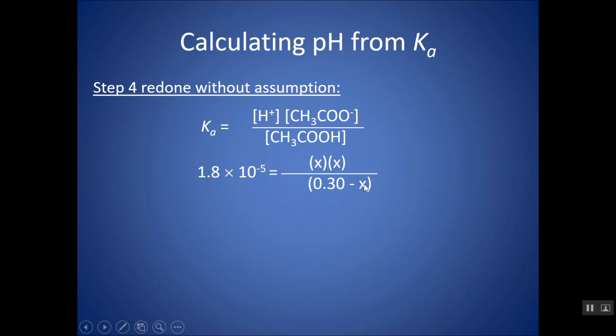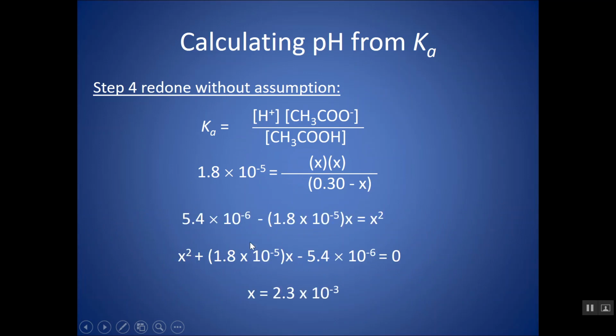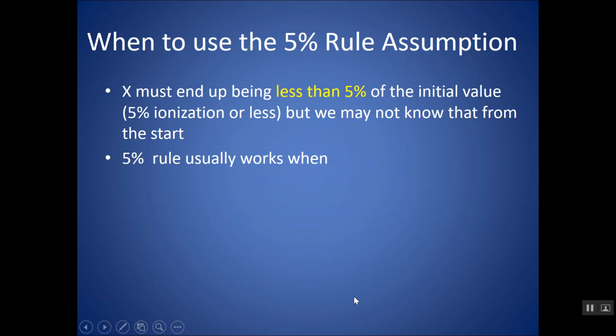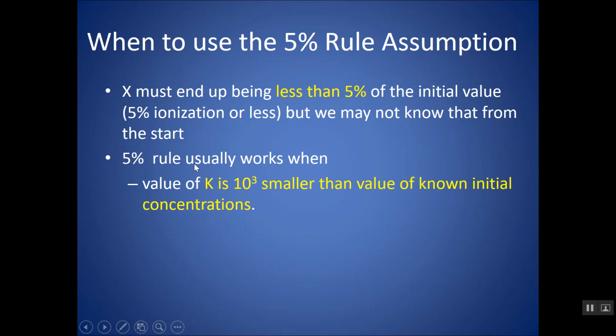If I had 0.30 minus x, it turns into a quadratic formula, and I would have to solve for x with the quadratic equation or with solver or with graphing or something like that. But look, my answer is exactly the same. So when to use the 5% rule? It usually works if your value of K, so in this case it's an acid, so your Ka, is 10 to the 3 smaller, 1,000 times smaller than the value of the known initial concentration, then this will work. Because obviously percent ionization is something you're doing at the end of the problem.